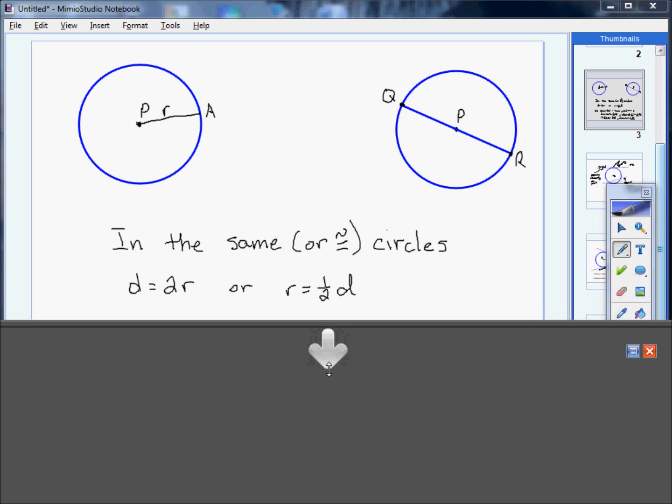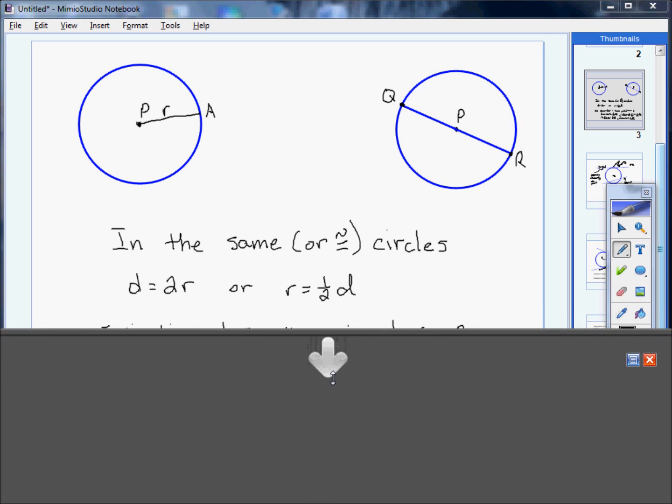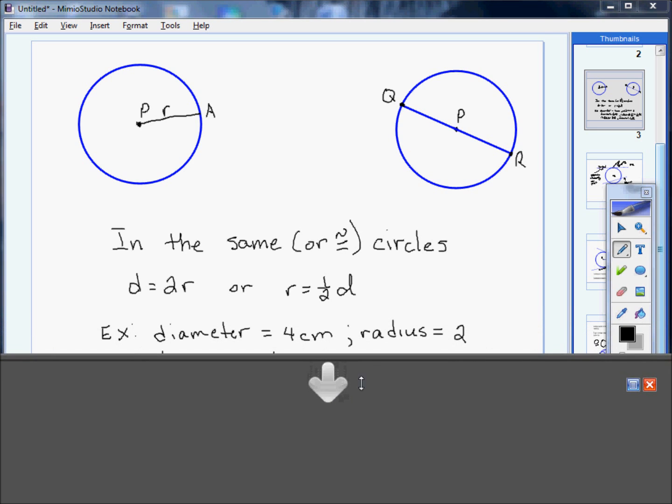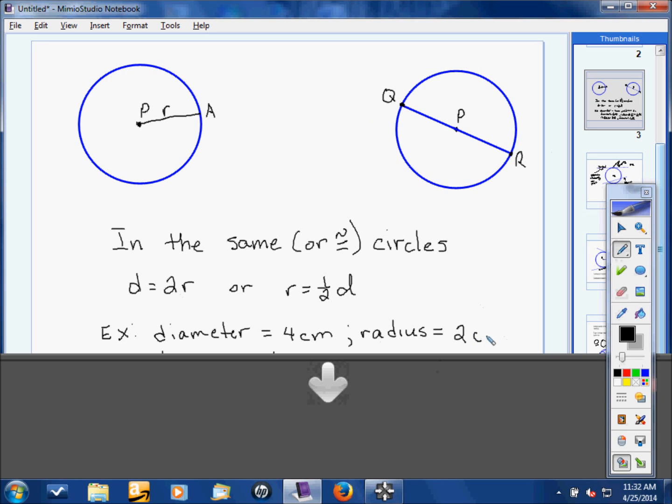I'm not changing it yet, I'm just bringing down the next thing. So if you have a diameter of 4 centimeters, you find the radius by doing what? Dividing by 2. So if you know the diameter, you can find the radius by dividing by 2.